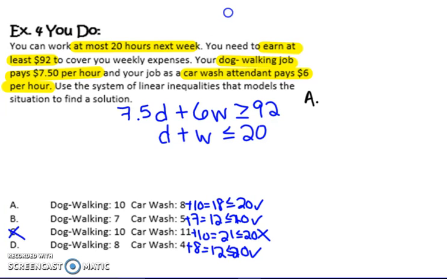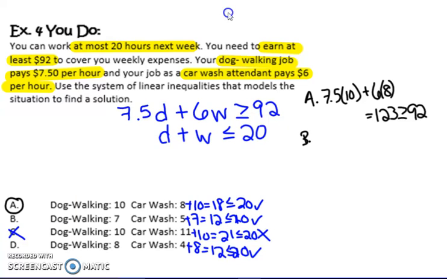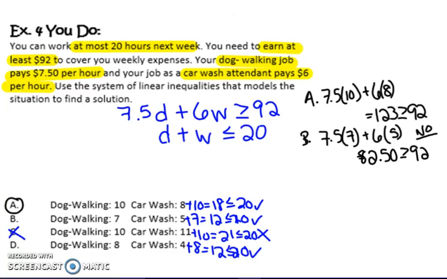If we look at A, we have $7.50 times my 10 hours, plus $6 an hour times my 8 hours. That gives me a total of 123. Well, that is greater than 92, so A definitely works. If we look at B, we have $7.50 an hour times 7 hours, plus $6 an hour times 5 hours, which gives me a total of, sorry about the bell, $82.50, which is not greater than 92, so that does not work.